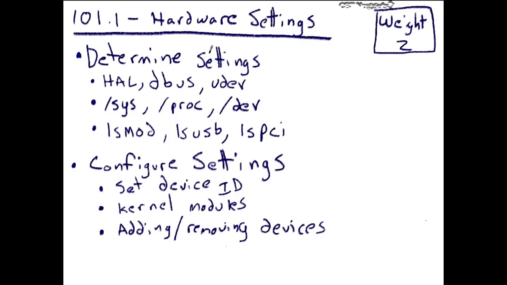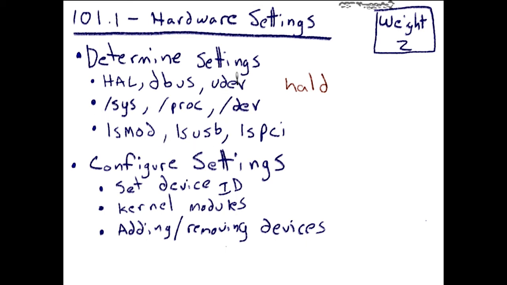So a quick recap of 101.1, the hardware settings. How to determine settings. Now we learned about HAL and the hardware abstraction layer, and it's important to know that HAL runs actually as a daemon, which is like a server process, so you may actually see it referred to as HAL-D for daemon. D-bus is the method that they use to communicate. Remember my example of the actual bus that drives information back and forth. And UDEV is the application, the daemon that's running in the background that determines what devices are mounted in the dev directory. So this is basically in charge of the dev directory.